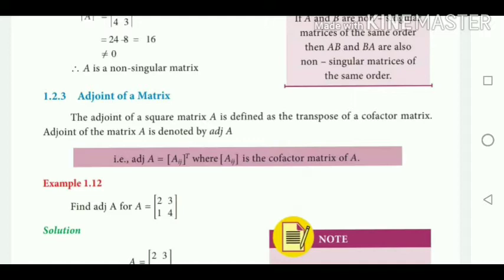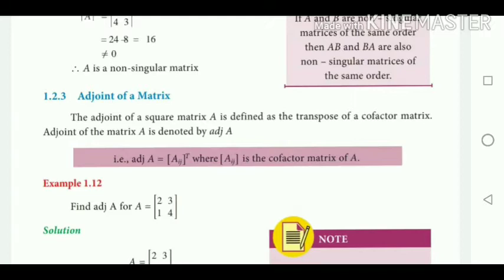Once again I am repeating. First you find the minor, then the cofactor. For that cofactor matrix, finding the transpose is nothing but changing the rows into columns. Write the first row as the first column, the second row as the second column, the third row as the third column, and that is the adjoint of the matrix. So the transpose of the cofactor matrix is the adjoint of the matrix.